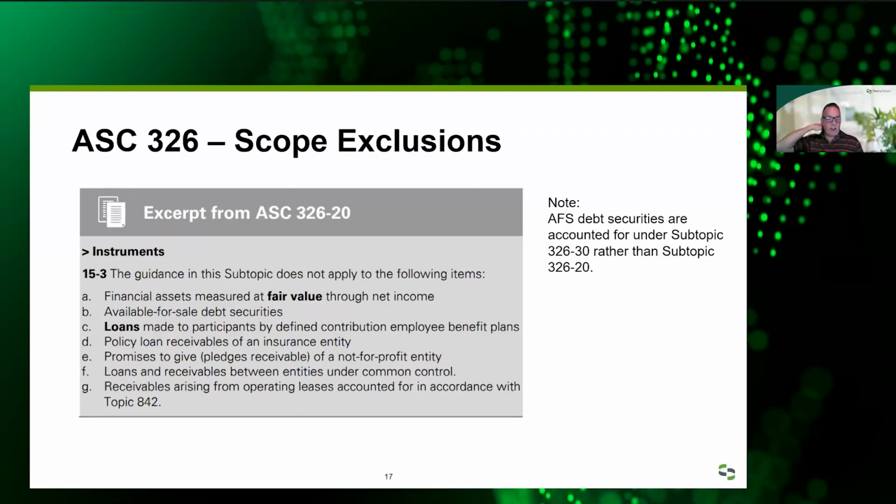Just as any good standard that comes from the FASB would read, we've got instruments that are out of scope. So anything at fair value through net income is out of scope. AFS, a different model, but technically out of scope for CECL. Loans for defined contribution employee benefit plans are out of scope. Policies for loan receivables, pledges for not-for-profit entities. And then, as I mentioned earlier with leases, if it's an operating lease, they're also out of scope for CECL.